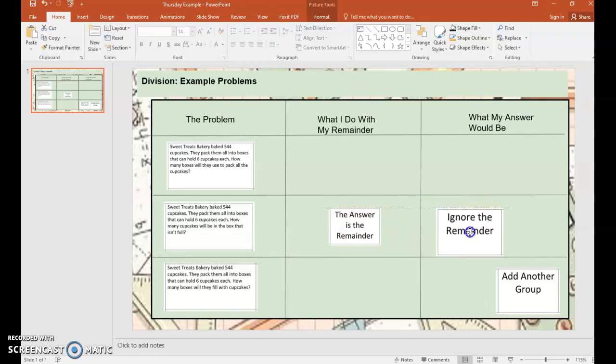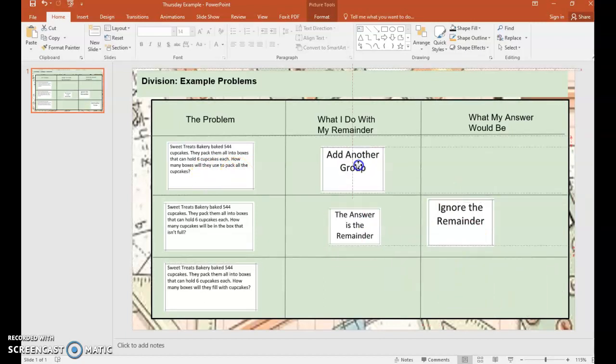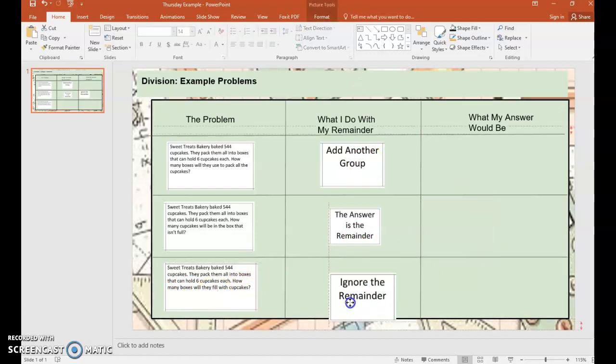Okay, so let's go on to the ignore the remainder. We need to figure out if we're ignoring it on the first one or the second one. So on the first one, how many boxes will they use to pack all the cupcakes? Okay, if I'm going to pack them all, I'm not ignoring the remainder. I'm adding an extra box to make sure those leftovers don't go to waste. That's add another group. The last one, how many boxes will they fill with cupcakes? That's ignoring the remainder, because if it's not a full box, it doesn't count. So I'm going to ignore it.